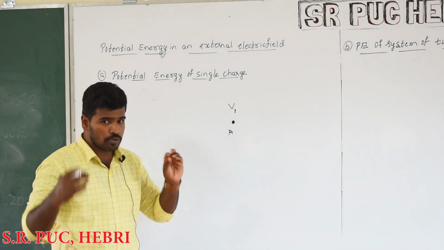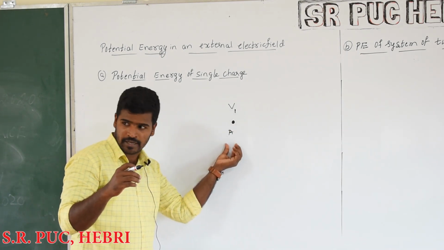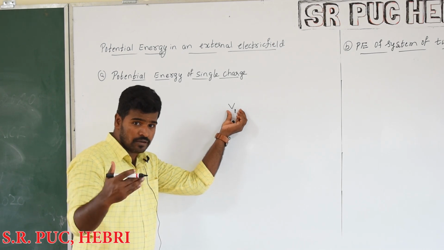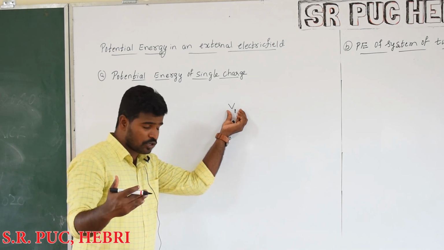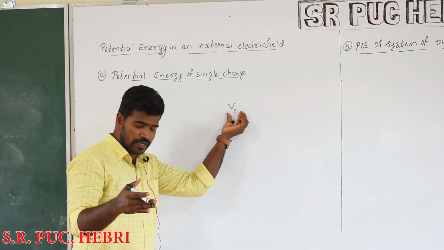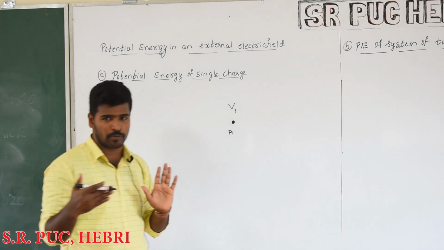Is it clear? I will repeat. If one point is taken as A, the point itself is having the potential called V1. It has a potential because of an electric field. That potential is called V1. Before introducing the charge itself, the point A is having the potential.